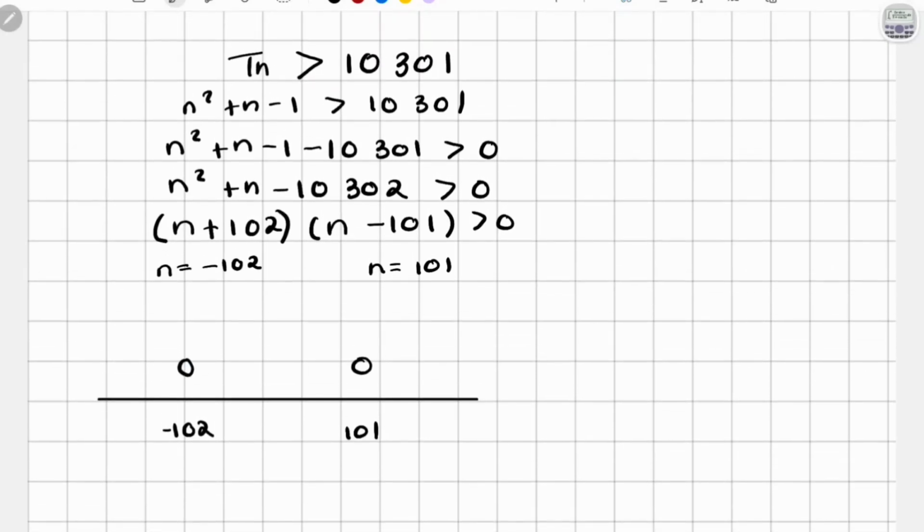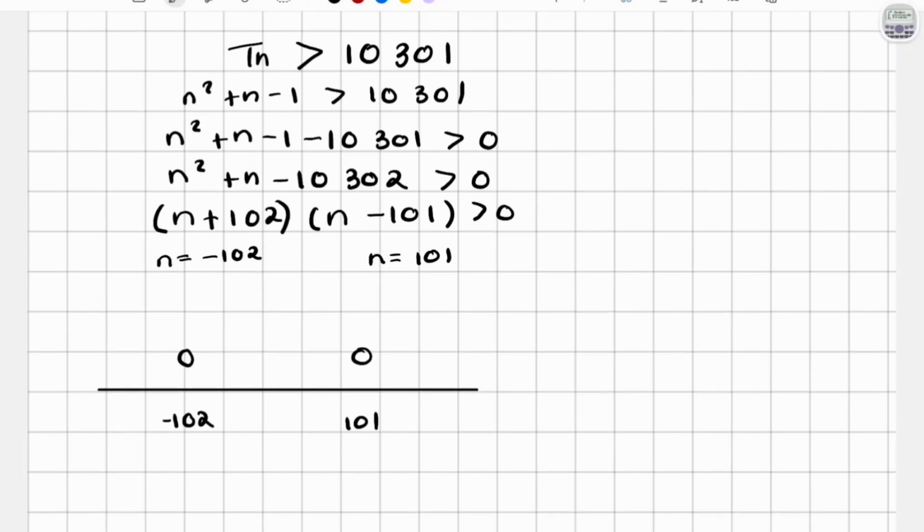So to solve for this, what you can do is you can think about a number that is less than negative 102. So first of all, let's think about that. A number less than negative 102 can be negative 103. And then think about a number greater than negative 102, which can be negative 101. Okay, not the same as that number. And then we're going to do the same for this number over here, 101. Take a number that is less than 101, which can be 100, and then a number greater than 101, which is 102.